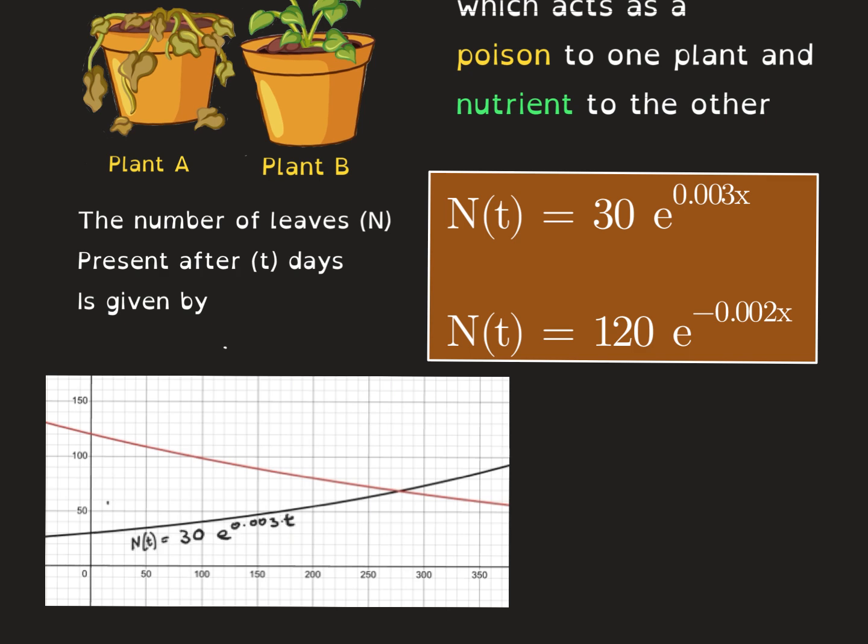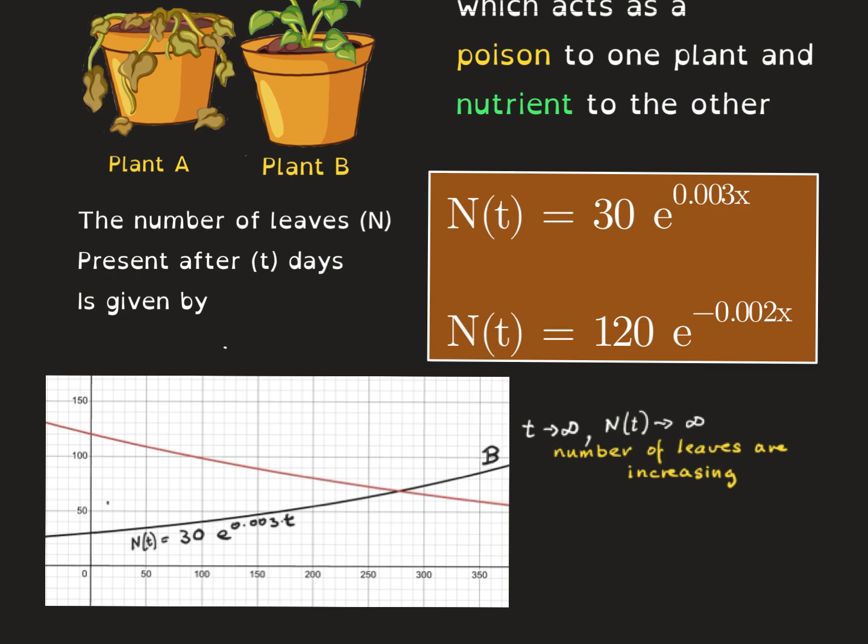The exponential function, which is increasing, is 30 e to the 0.003t, where t is days. And you can see that as t goes to infinity, our function also goes to infinity, which is saying that the number of leaves is increasing. This will represent plant B.